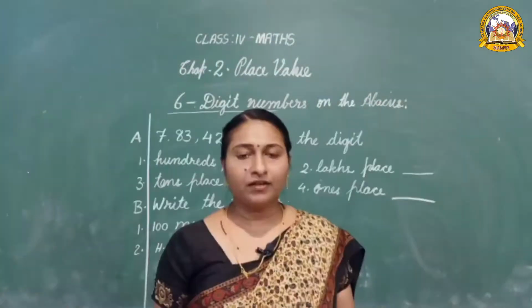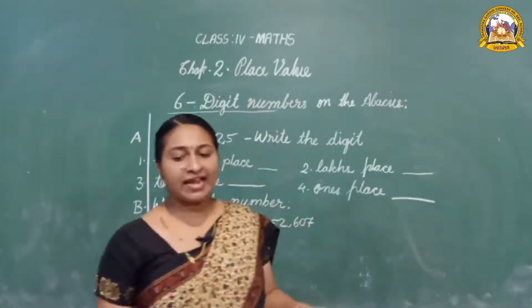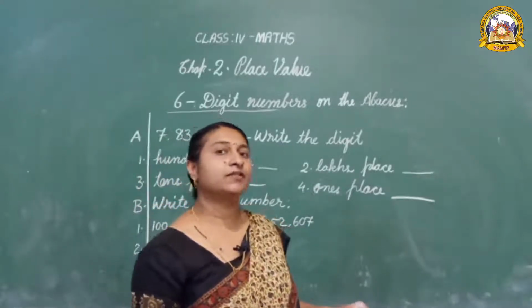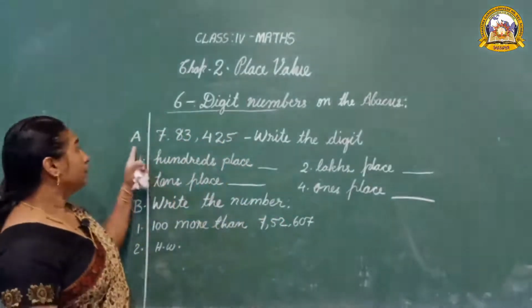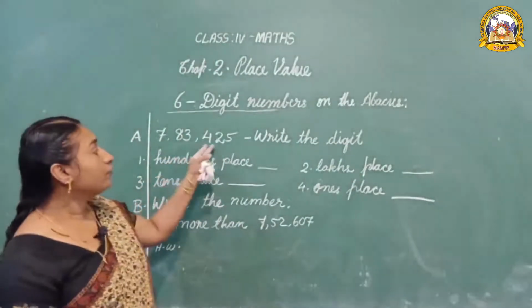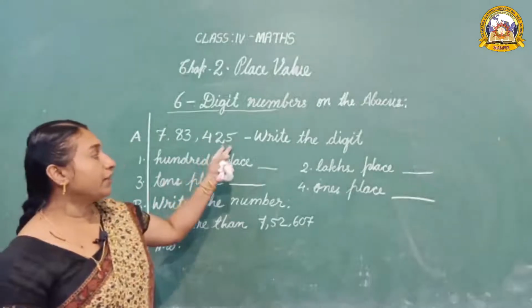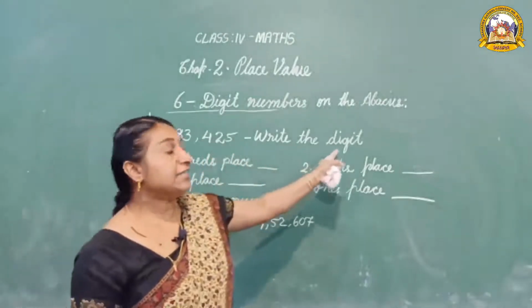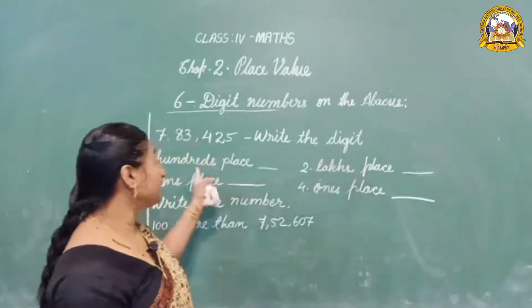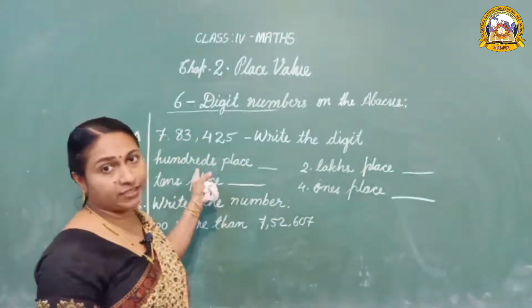How can we read? 3 lakh 48,156. You can see an activity on your page number 91. Let us do it. First, 7,83,425. Write only the digit as per the given instructions.